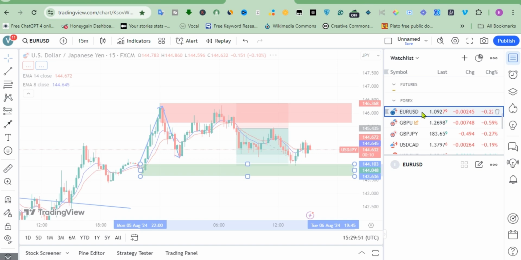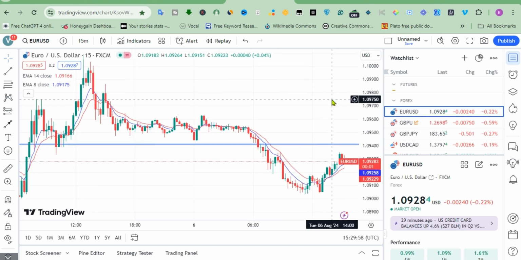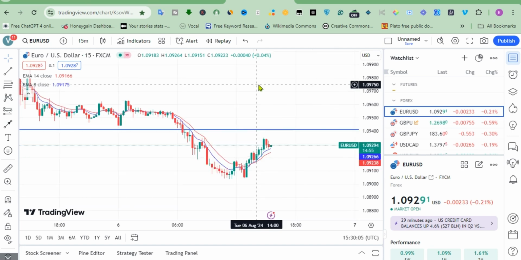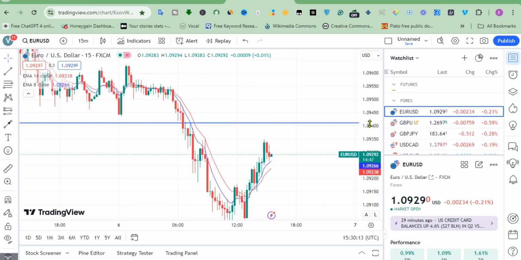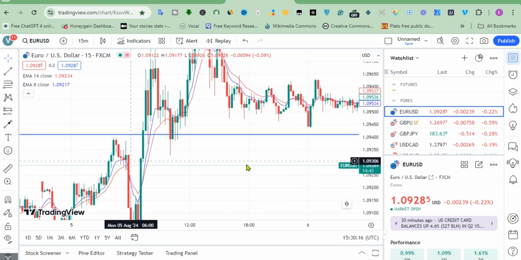Okay, this one is Euro USD. What is happening here? This is the 15 minutes time frame for Euro USD. There's not much going on here. I drew this line. Why did I do this line? I think it's a very far one, so let's leave that line there.